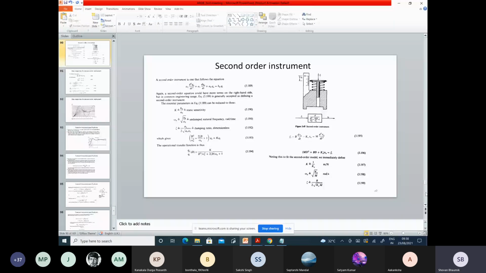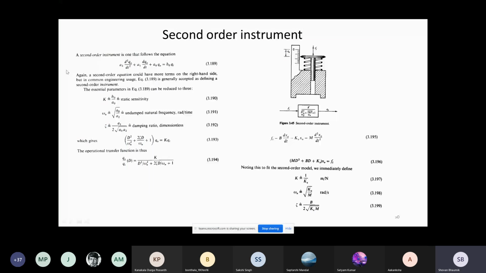I'll come to that. Now you recall the big equation where I gave a_n d^n q_o by dt^n like this, and on the right hand side b_m d^m q_i by dt^m. That big equation is what I wrote there. From there, we truncate and assume that there are no zeros, so no derivative of the input; all the input derivative terms we remove. We say that all the coefficients starting from a3, a4 are zero, so we have only the three coefficients a2, a1, a0.